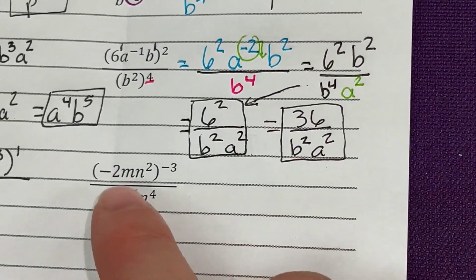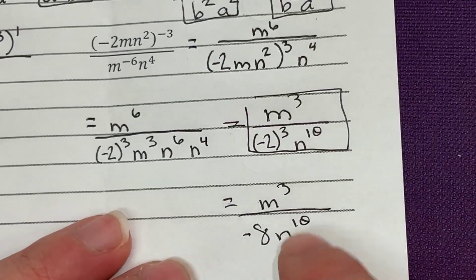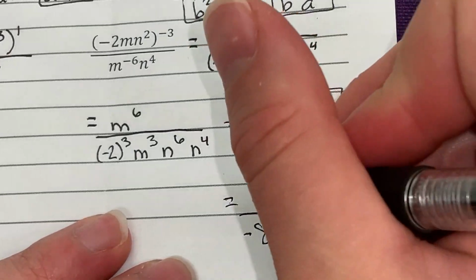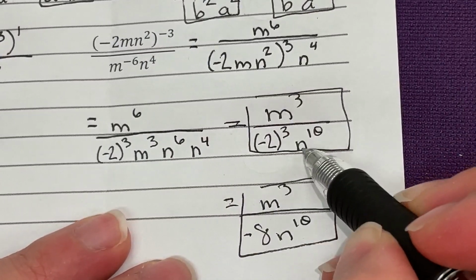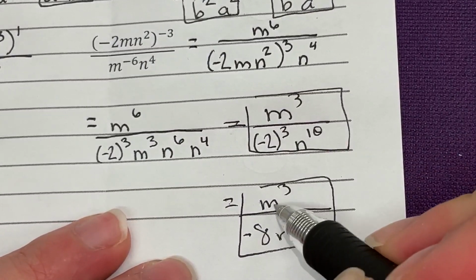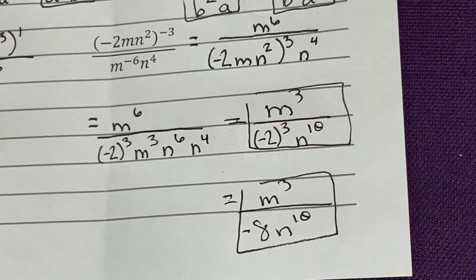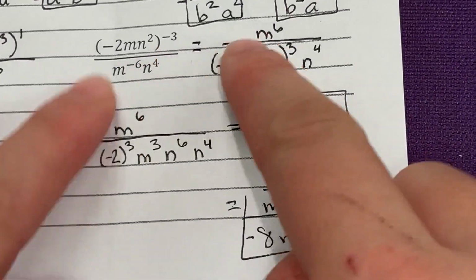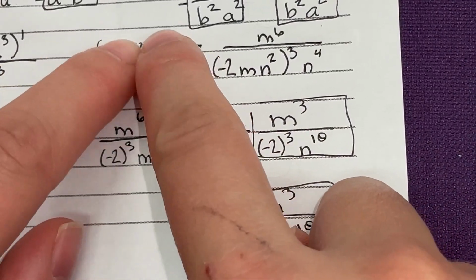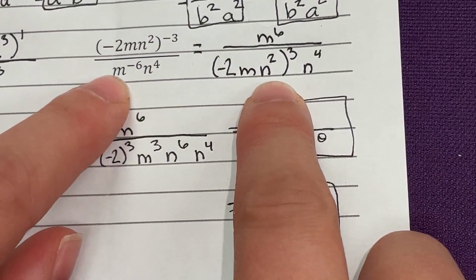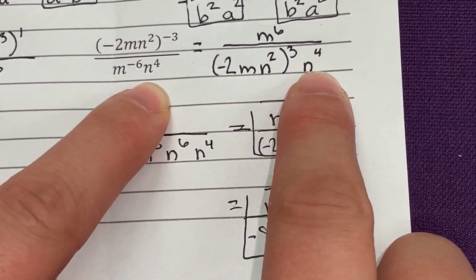Here we go. Try this one and see how you do. All right, this one, I get a final answer of m to the third negative 2 to the third n to the 10th, or m to the third negative 8 n to the 10th. Now what I did was I moved my negatives first, and this negative was on the outside of the parentheses, so this whole piece came down. M to the negative 6 moved to the top, n to the fourth stayed where it was.